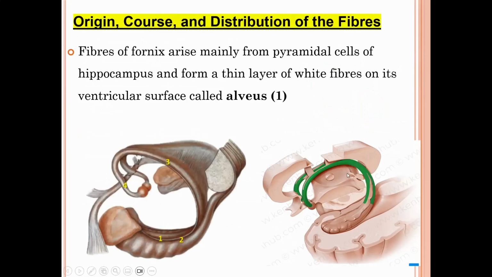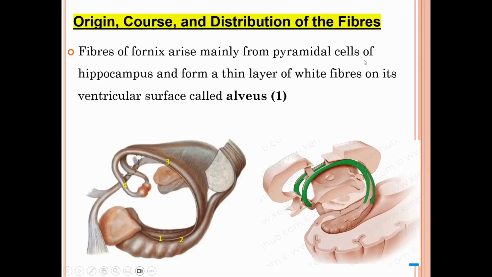So this is fornix. What is the origin, course and distribution of the fibers? So the fibers of fornix arise from the pyramidal cells of the hippocampus and form a thin layer of white fiber on its ventricular surface. So that is known as alveus. So alveus is present here. That is the beginning of the fibers of the fornix.